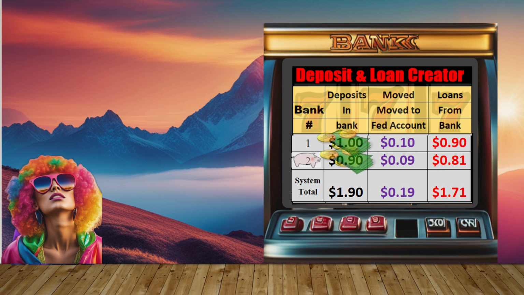When we add the $1 deposit, which the original depositor still has in the previous bank, with our new 90-cent deposit, we get a total of $1.90. Just like a winning slot machine, whenever a bank makes a loan, new money is created.